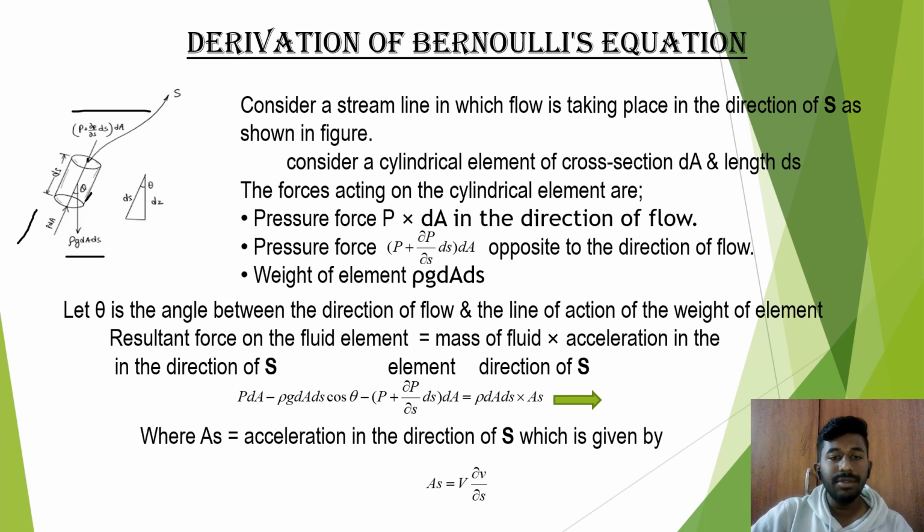Now the resultant force on the element is given by the mass of fluid into acceleration in the direction of s, which implies P dA minus rho g dA ds cos theta minus (P plus dP by ds into ds) dA is equal to rho into dA into ds into a_s, where a_s is the acceleration in the direction of s, which is given by a_s equal to v into del v by del x. Moving on to the next slide.